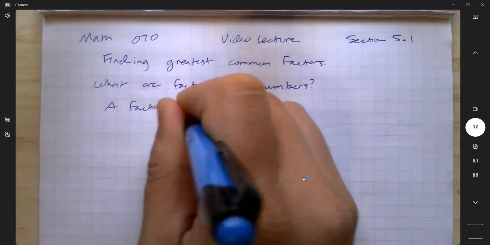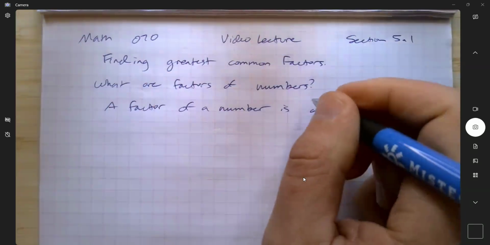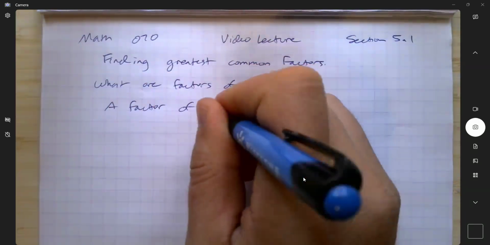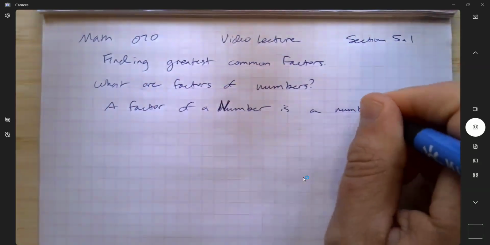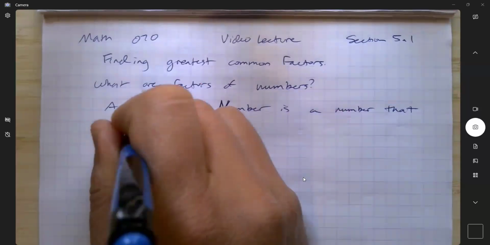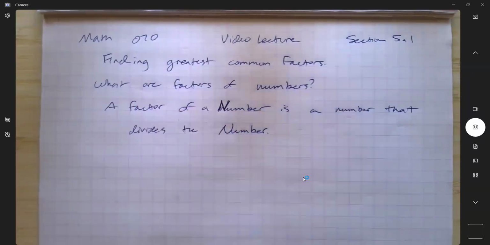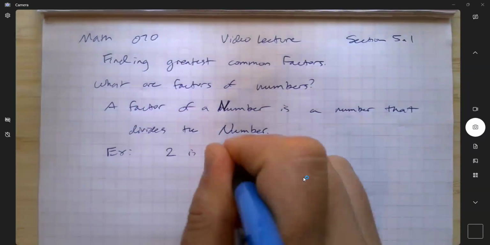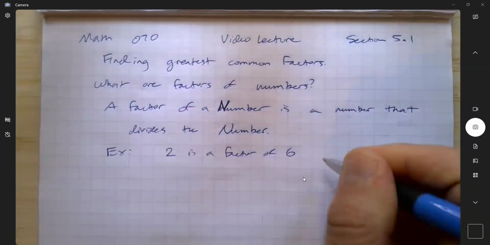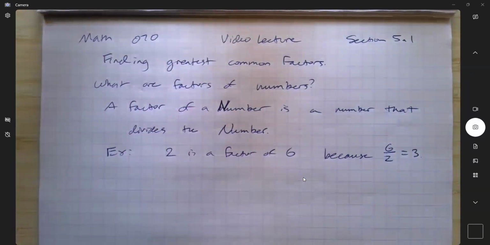A factor of a number, let's call this capital N, is a number that divides the number. Let me just give you an example. 2 is a factor of 6 because if you take 6 and you divide it by 2, you get a whole number as an answer.